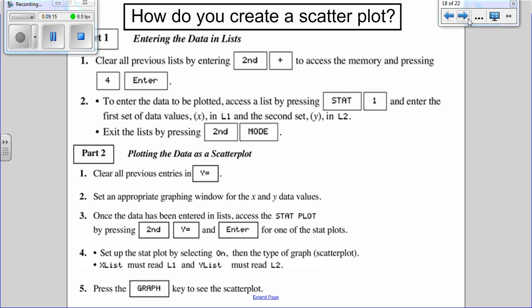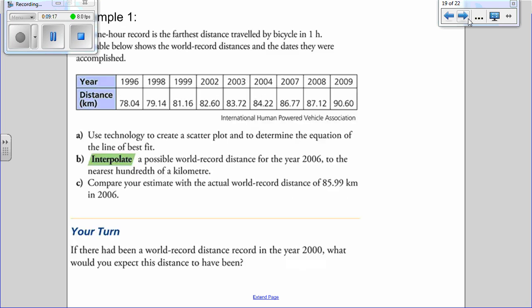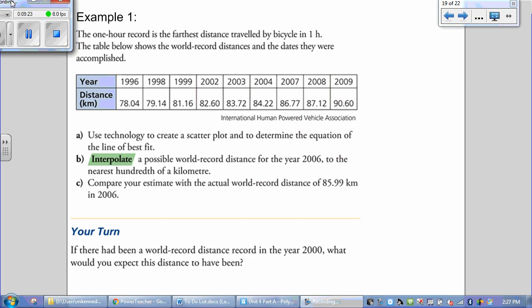So, here's a question where this kind of stuff is going to be relevant. It says, the 1 hour record is the furthest distance traveled by the bicycle in 1 hour. The table below shows the world record distances and the dates that they were accomplished. So if you ride a bike for an hour, they want to see how far you can get in that 1 hour, and then this is the world record for it. And it's been set a whole bunch of different years.